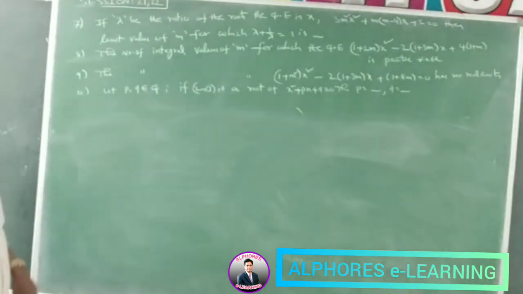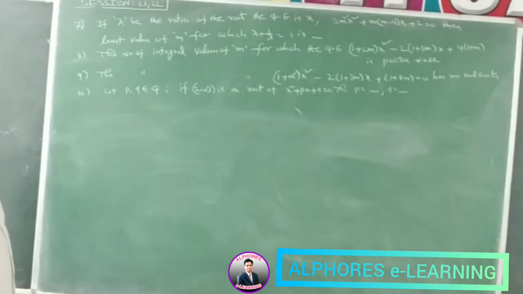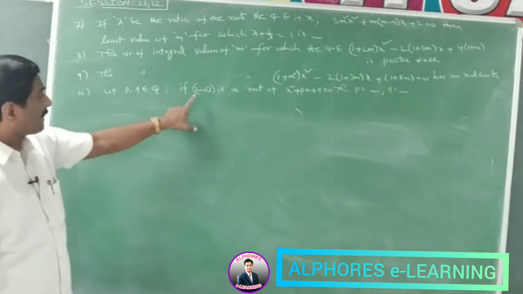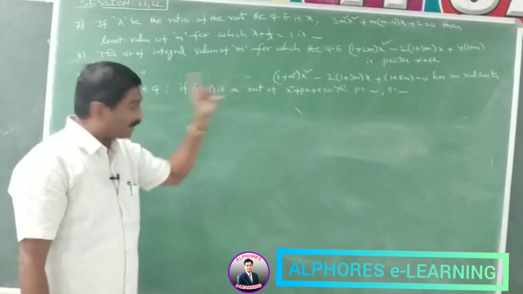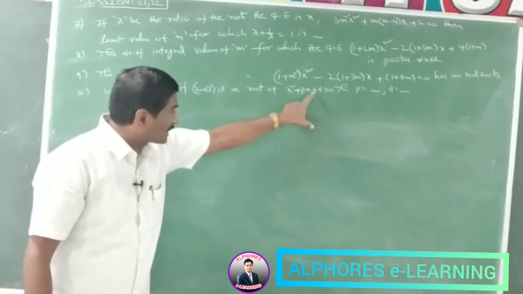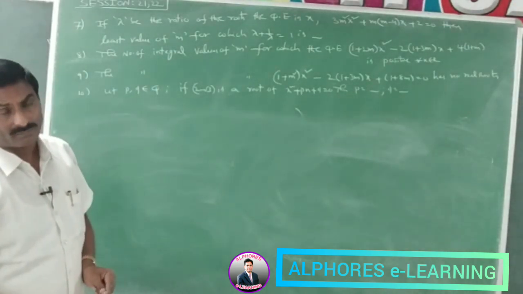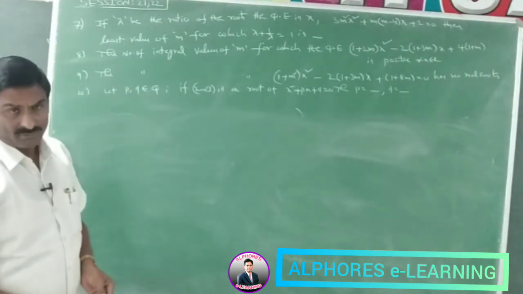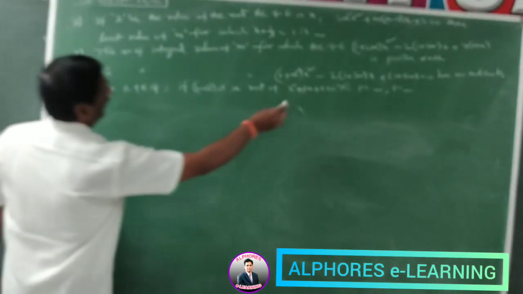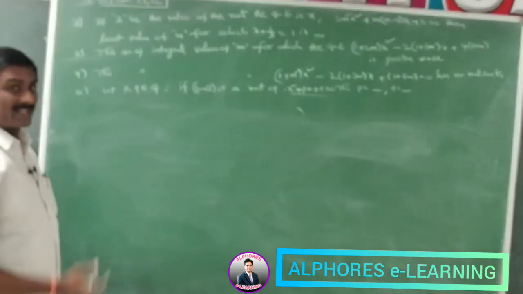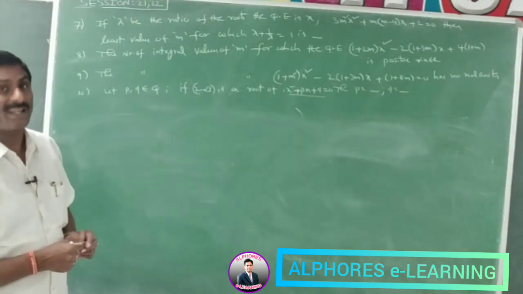Next, the 10th one. Let p, q belong to rational numbers. If 2 minus root 3 is one of the roots of the quadratic equation x square plus px plus q is equal to 0, then what are the values of p, q? It is also a direct question. Here p, q are rational numbers. That means the quadratic equation contains rational coefficients. Where the quadratic contains rational coefficients, irrational roots are obtained pairwise.